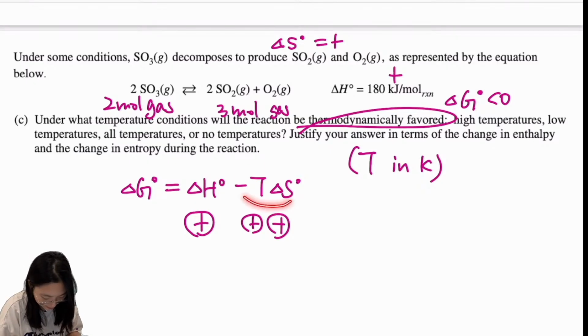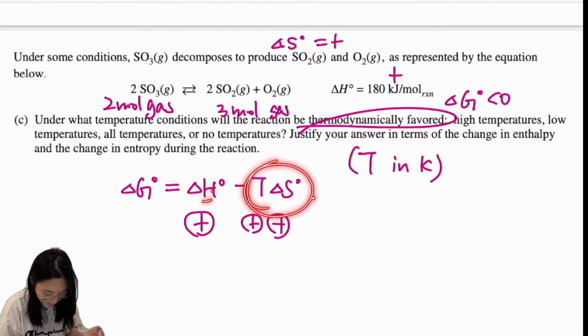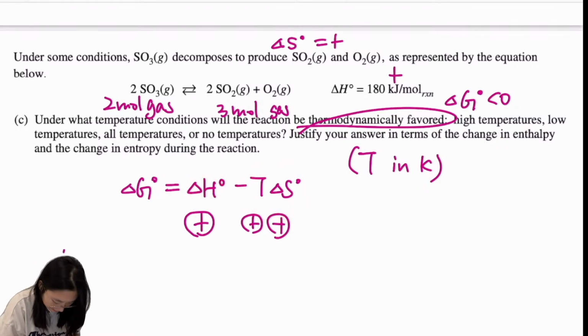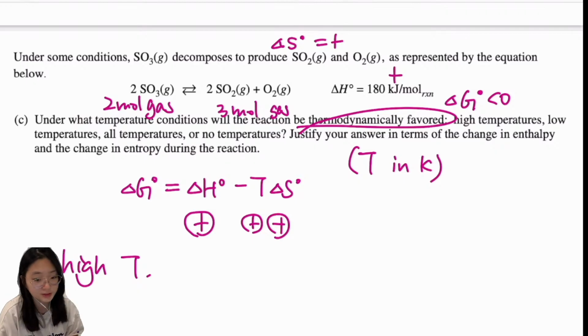That's when T times delta S is greater than delta H, which means the temperature has to be great enough to make sure that this is a greater positive value compared to delta H. So it is at high temperature. At high temperature, delta G is negative. Oh yes, all of you got the right answer. Delta S is positive, it's high temperature.